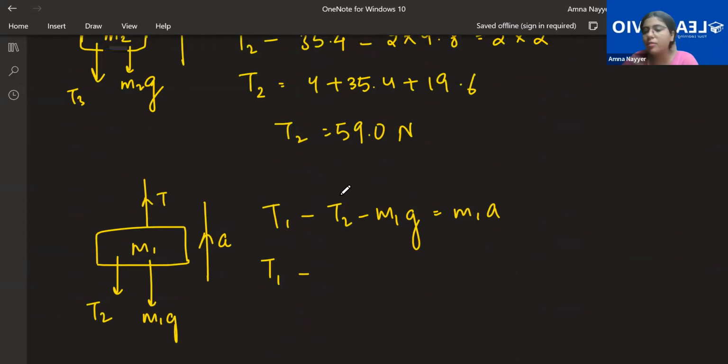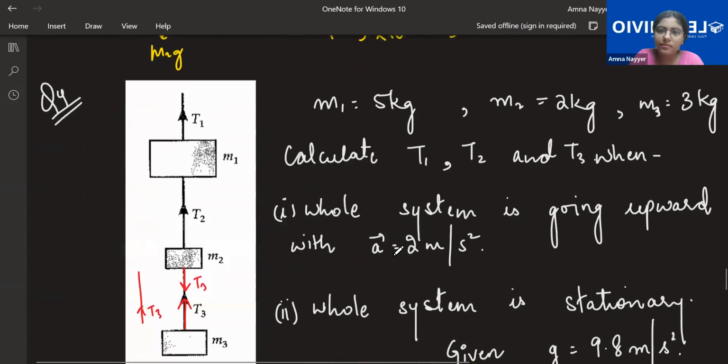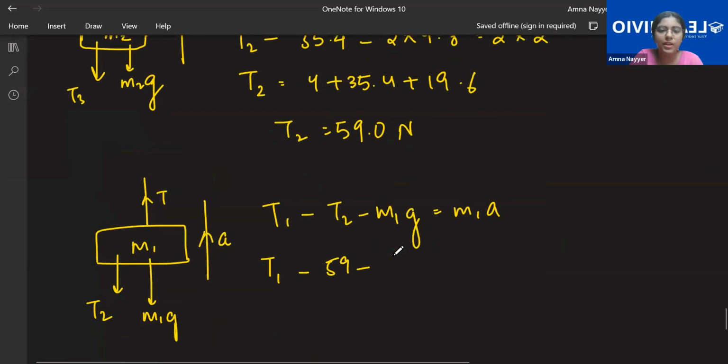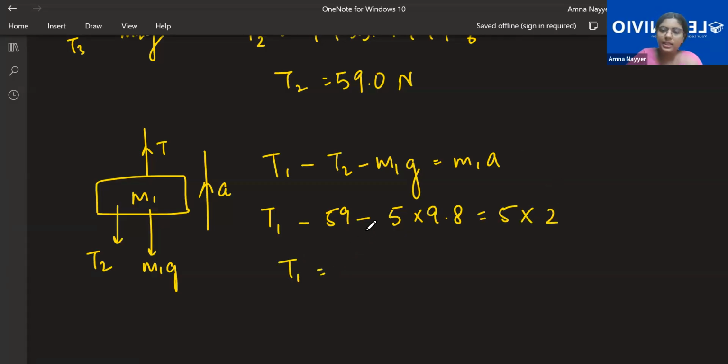I will tell you, prefer this method. In this, everything will be clear, whatever values you have. This is minus T2 minus M1G, M1 is 5. So this is 5 into 9.8 is equal to M1 is 5 into 2. So 45, 49. This will be 49.